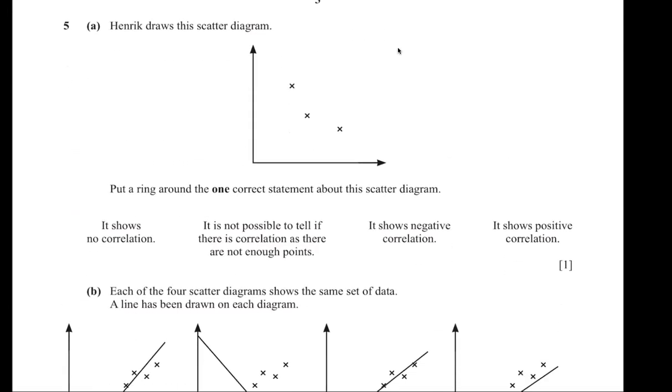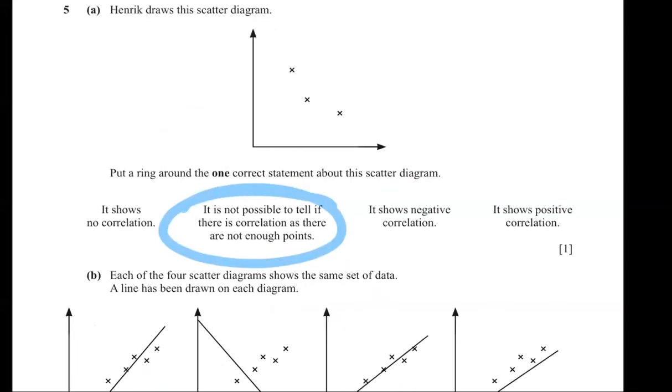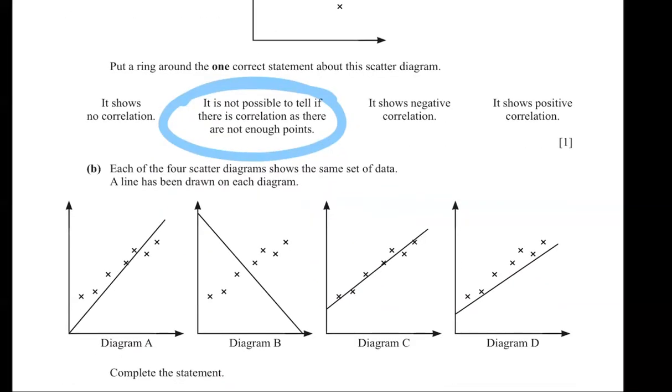Henrik draws this scatter diagram. Put a ring around the one correct statement about this scatter diagram. It shows no correlation, not possible to tell, not enough points, negative correlation, positive correlation. So we need to see that there should not be any correlation that we can see here, because there are not enough points to elaborate.